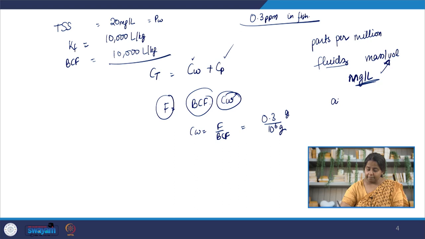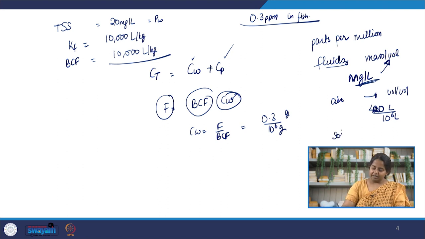In air, when we are talking of ppm, let's say the concentration of a particular contaminant is 1 ppm or the concentration of carbon dioxide is 400 ppm, we are talking about volume by volume. So, when we say the concentration of a certain gas is 420 parts per million, what we are saying is it is 420 liter by 10 to the power 6 liter of air. So, this is volume by volume.